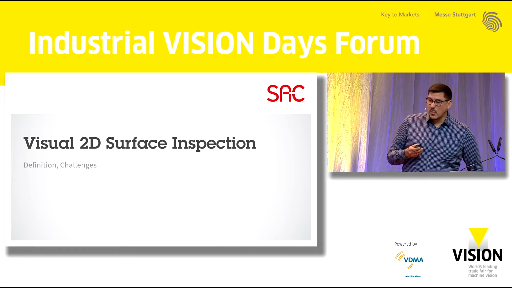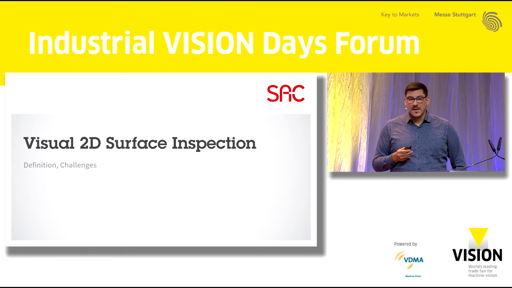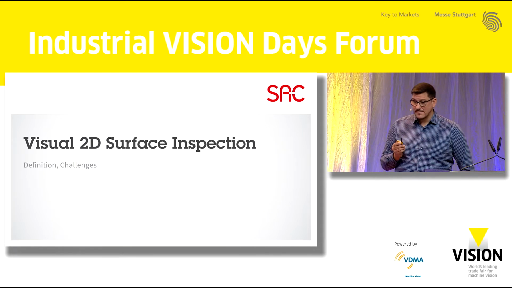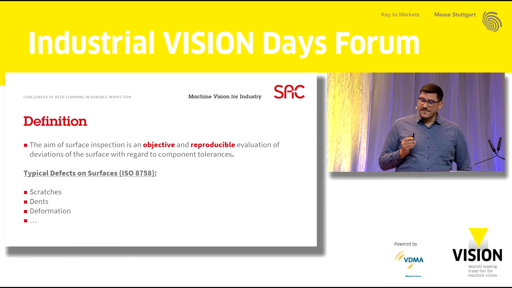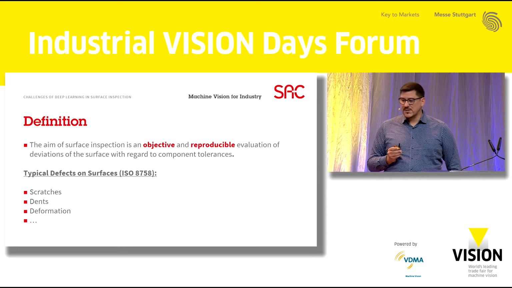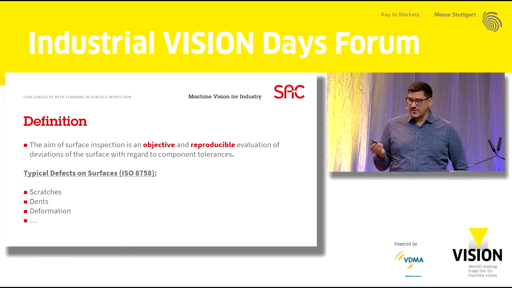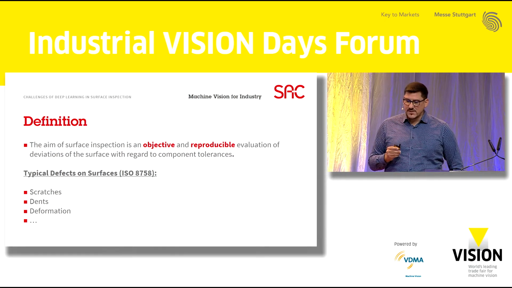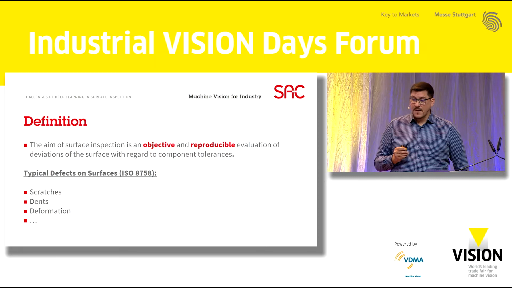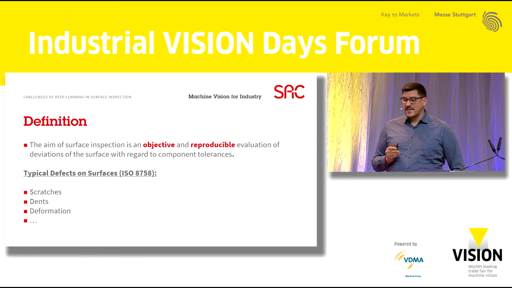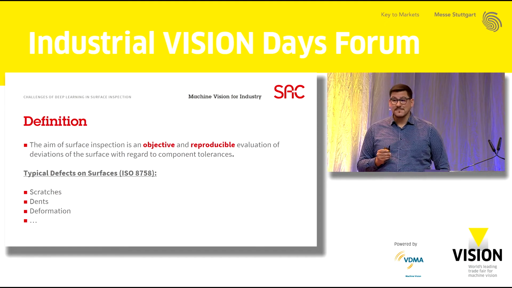So now we come to visual 2D surface inspection, a topic you might be familiar with, but not always trivial in terms of challenges. The aim of surface inspection is an objective and reproducible evaluation of deviations of the surface with regard to component tolerances. Do you know the ISO standard 8758?